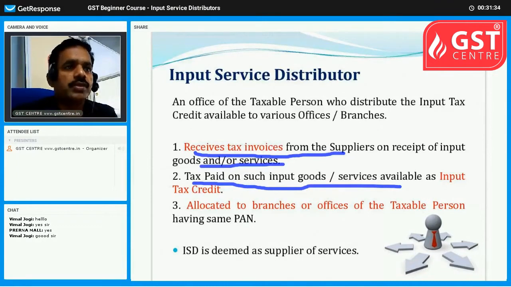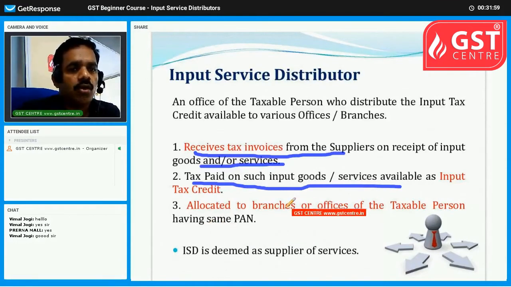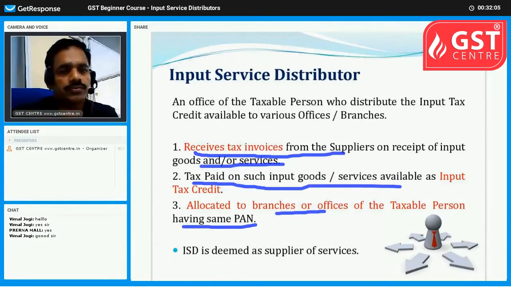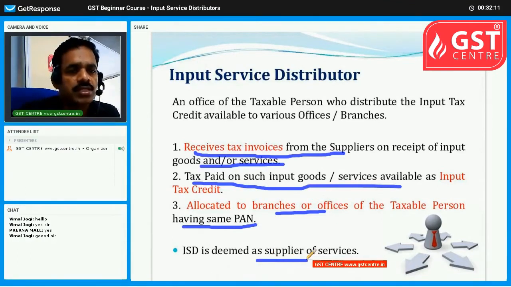And what will this input service distributor do? He will allocate such input tax credit received to various branches or offices of the taxable person. We will see one example also, then we will get a better understanding. The important point is all these branches or offices should have the same PAN, permanent account number. And as per the GST Act, input service distributor is deemed as a supplier of services. So this is a brief idea of input service distributor.